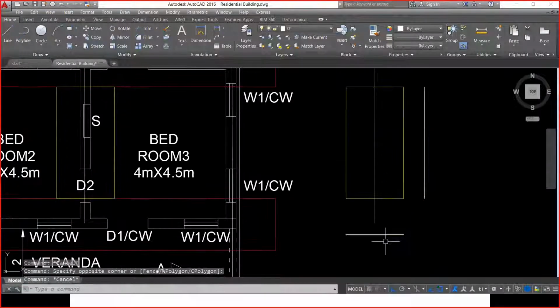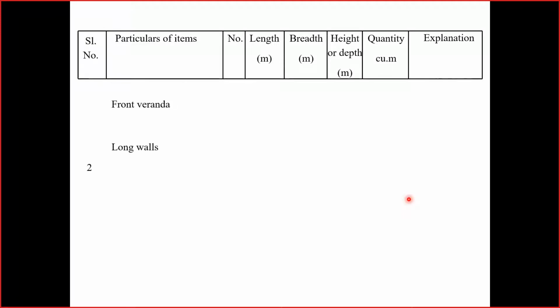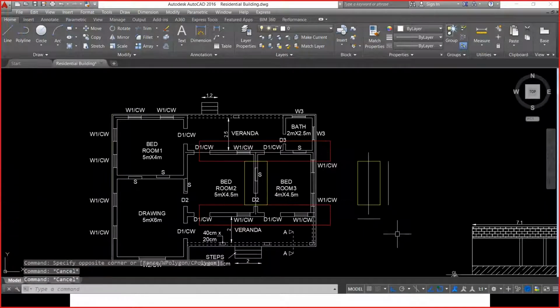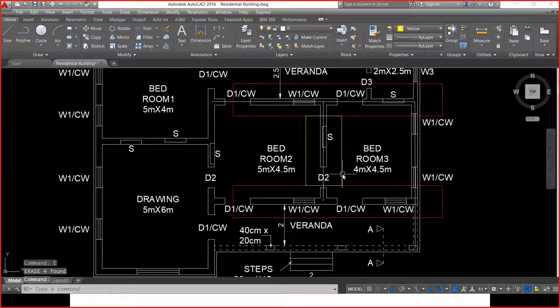Actual length multiplied by the width of the footing. The width of the footing, lime concrete, is 0.9 meters, and thickness is 0.3 meters. Total quantity is the product of these things, 2.11 meter cube. So moving on to the next area, which is the front veranda. When we consider the front veranda, this is also done.